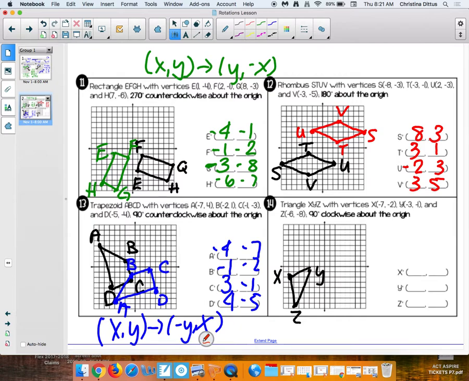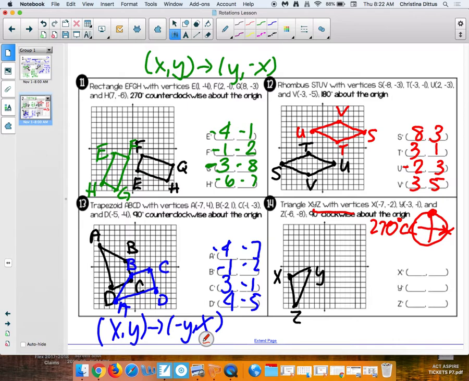Okay. Last one, it tells me I'm going 90 degrees clockwise off the origin. What's different about that one? It's clockwise. So let's say I start here, and if I go 90 degrees clockwise, well, all these rules are counterclockwise. How many degrees do I go counterclockwise to get to the same place? 270. So 90 degrees clockwise is the same as going 270 counterclockwise. And these are all counterclockwise rules.